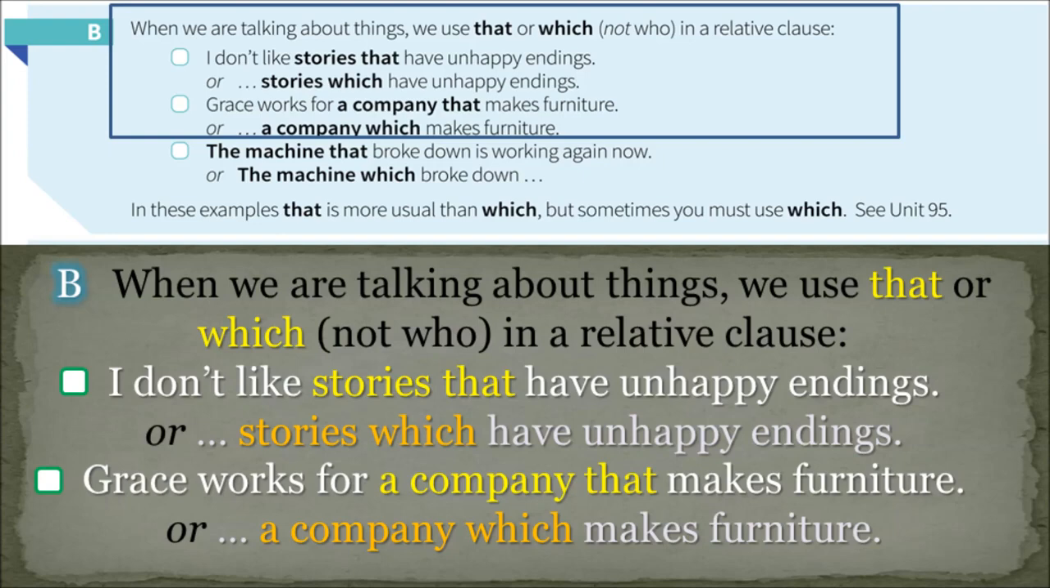B. When we are talking about things, we use that or which, not who, in a relative clause. I don't like stories that have unhappy endings. Or, I don't like stories which have unhappy endings. Grace works for a company that makes furniture. Or, Grace works for a company which makes furniture.